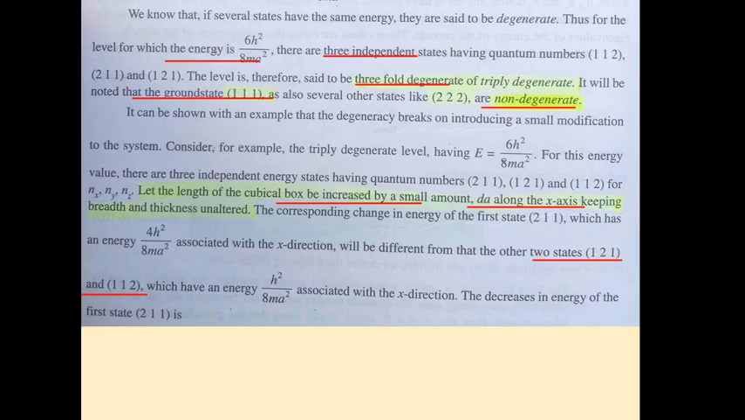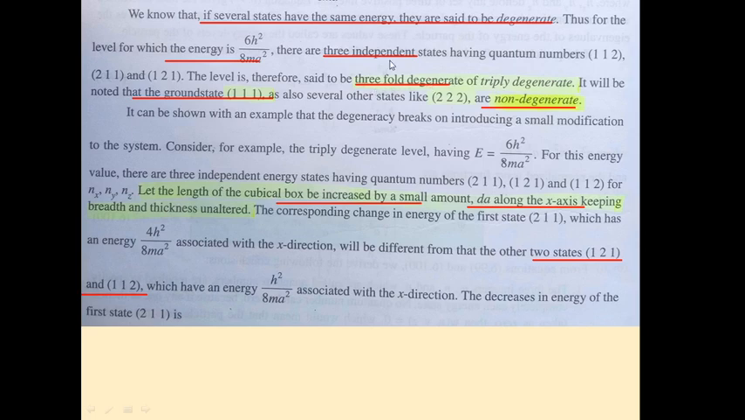Now what exactly is degenerate? Degenerate means when you have several states but they have the same energy, that is called degenerate. Like over here you have three combinations, 2 1 1, 1 2 1 and 1 1 2, and all three have the same energy, and therefore it is referred to as triply degenerate or threefold degenerate.